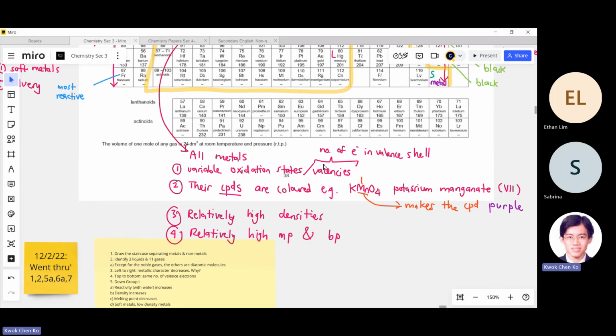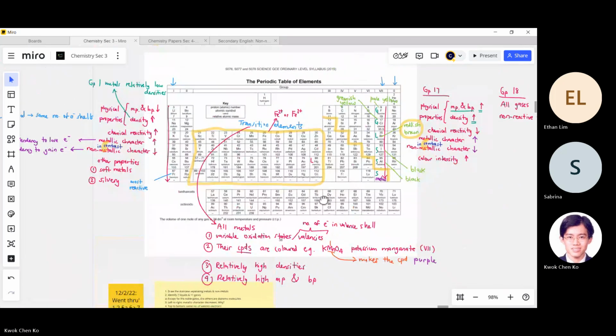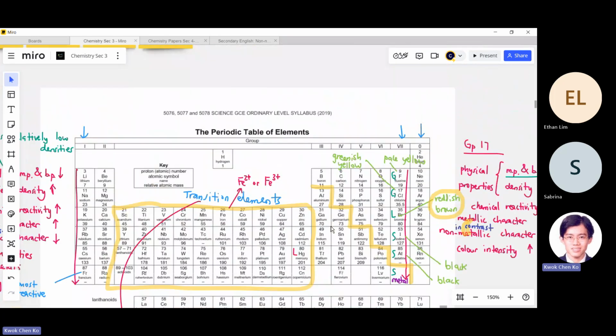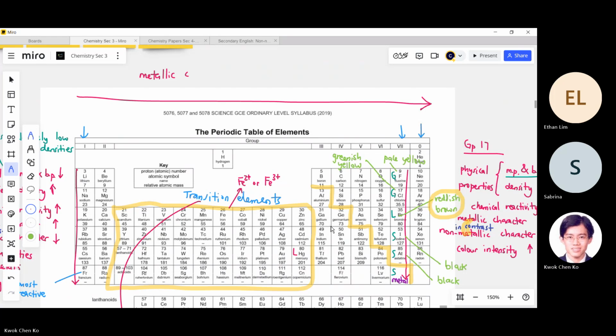Let me see, did I miss out anything? Okay, I think that's about it, except for one last thing. Oh, any questions? No? Okay, one last thing. Sometimes they'll ask you, what happens as you go across the period from left to right? Now, essentially, two things they can ask. One is metallic character, and of course, the opposite, non-metallic character.